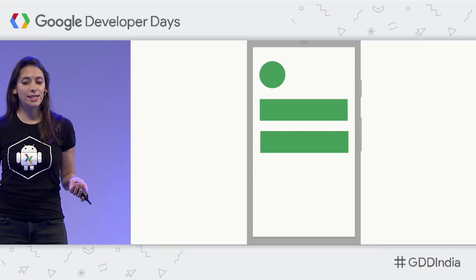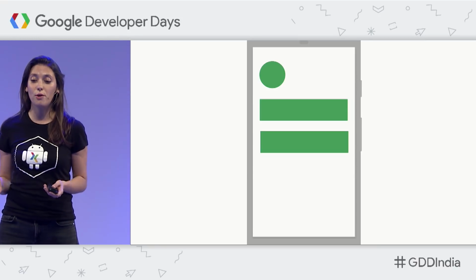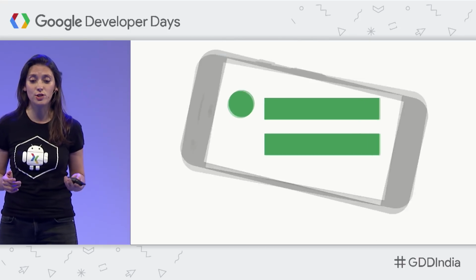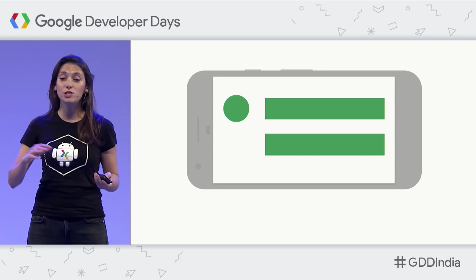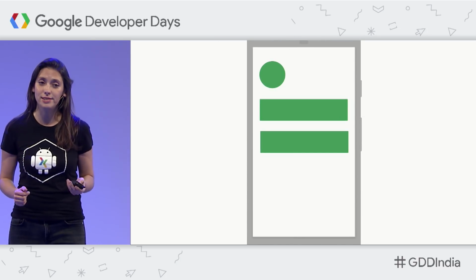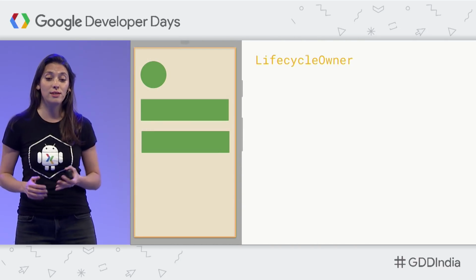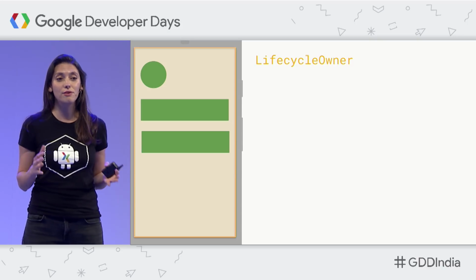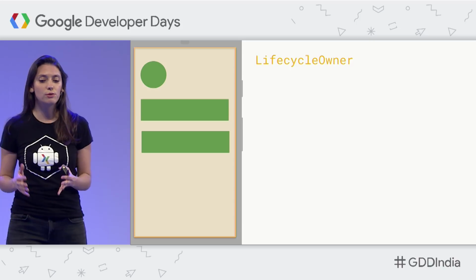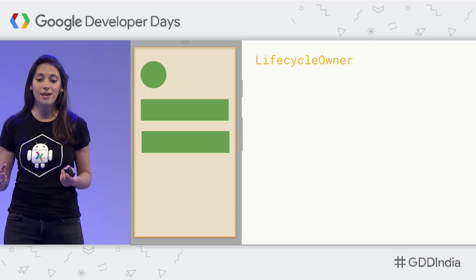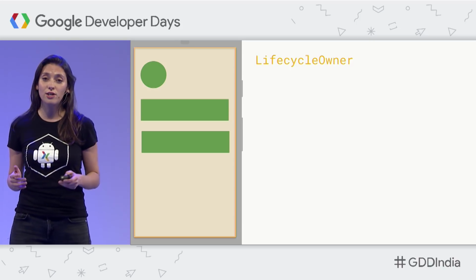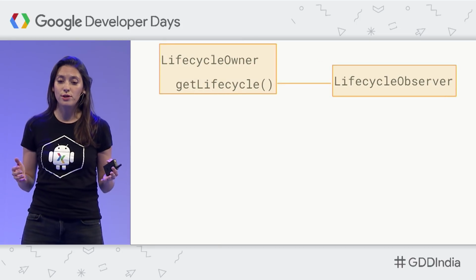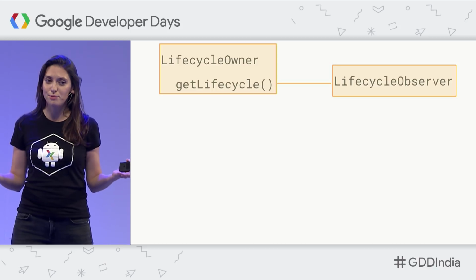So let's say that this is an activity that displays information about the user. One of the biggest problems is configuration change, because this is when the activity gets destroyed and then recreated. This is why in the architecture components, we created the concept of lifecycle and of lifecycle owner. So an activity or a fragment has a lifecycle. Therefore, they are a lifecycle owner. The lifecycle of a lifecycle owner can be observed by a lifecycle observer.